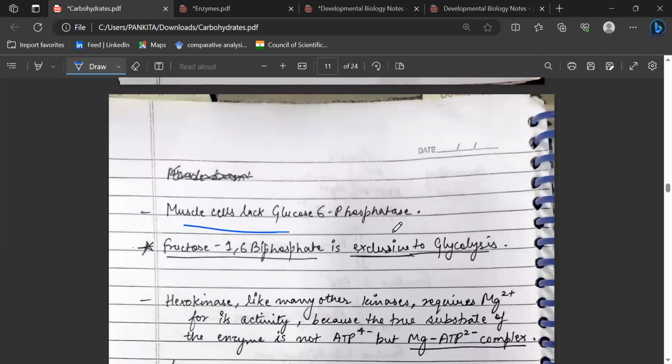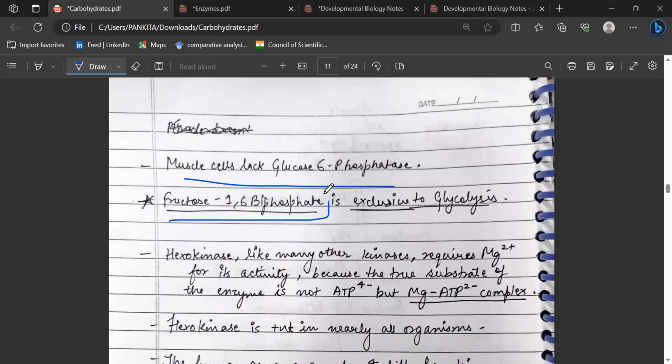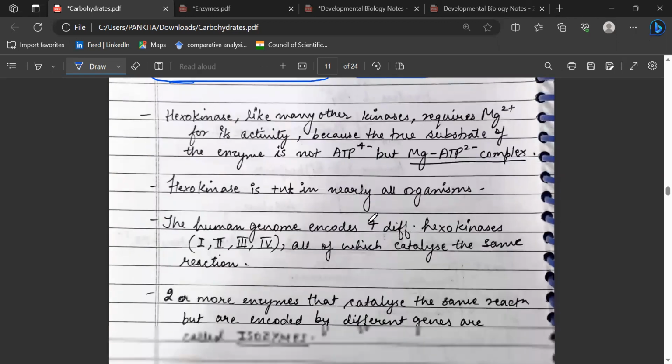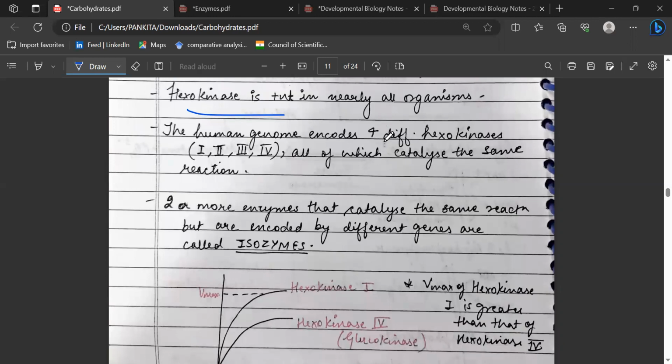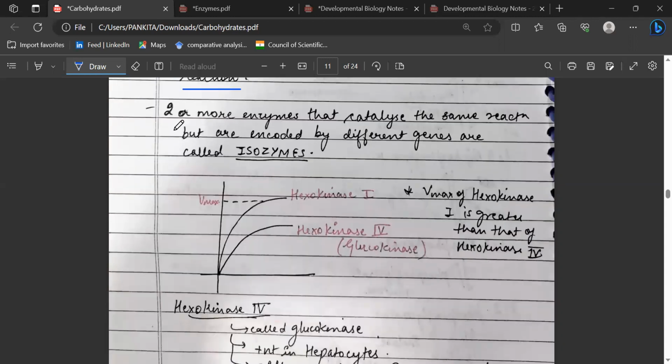The muscles lack glucose 6-phosphatase, and fructose 1,6-bisphosphate is a substrate that is exclusive to glycolysis. Hexokinase requires magnesium as a cofactor for its activity, because the true substrate of hexokinase is not ATP but magnesium complexed with ATP. And hexokinase is also not present in all organisms. The human genome codes for 4 different hexokinases, 1, 2, 3, 4, and they catalyze the same reaction. If 2 or more enzymes catalyze the same reaction, they are encoded by different genes.